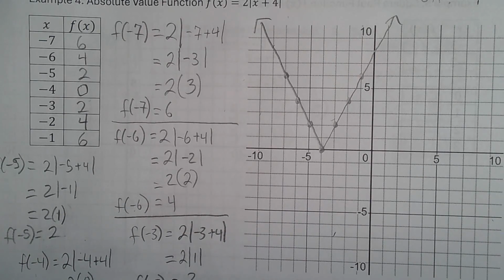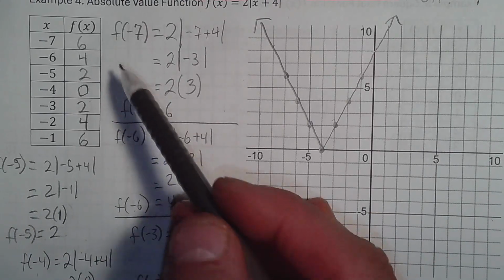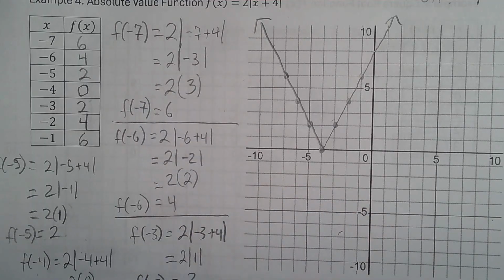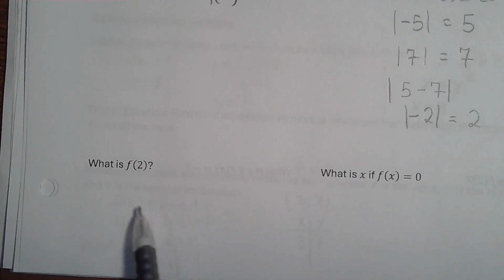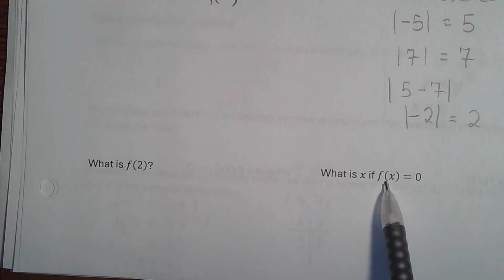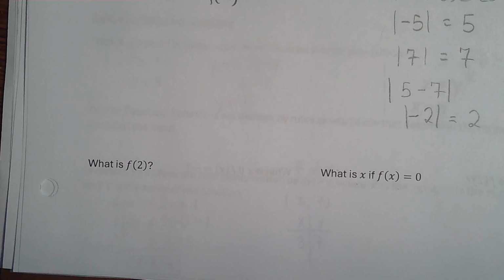So what would you guys be expected to do? I mean, really, just be able to plug these values in, simplify down the answers, make a table, and plot the points. That's really what we're looking for here. And then we want to interpret this. What is f of 2? And then what is x if f of x equals 0? So go ahead and find those values from your table. I'll give you a second, and then we'll talk about the answers.